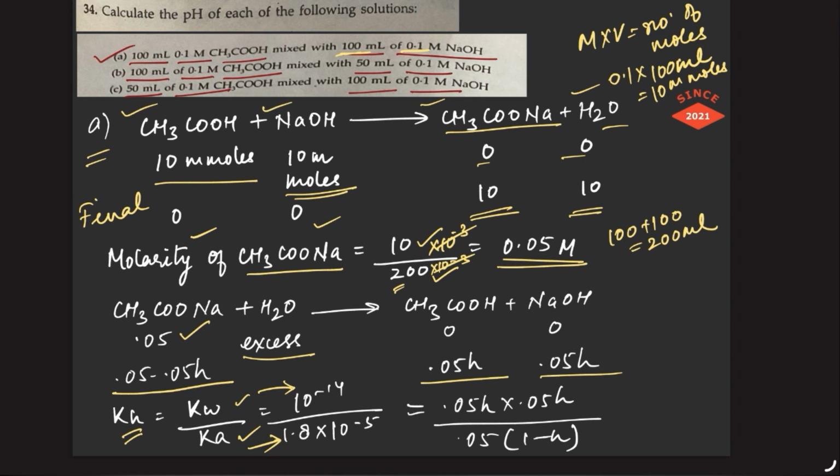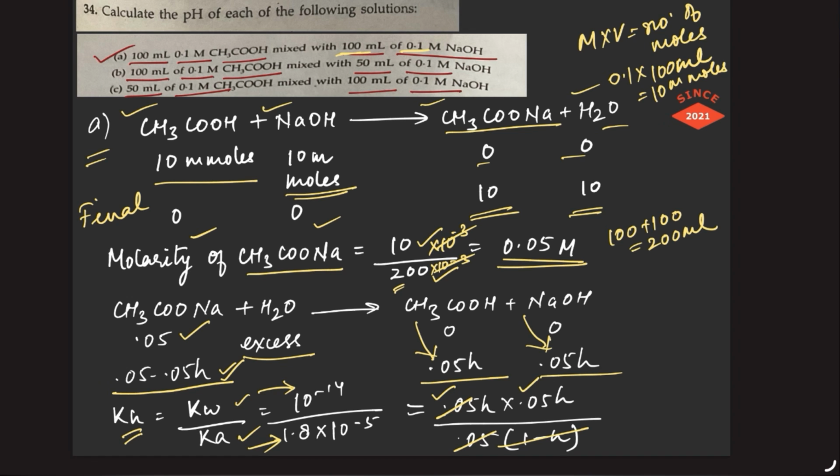And Kh is also equal to the product of the concentration of products. That is, what is the product here? Acetic acid and NaOH. So what is the concentration of acetic acid? 0.05 h. What is the concentration of NaOH? 0.05 h. So product of the concentration of products will be 0.05 h into 0.05 h divided by concentration of reactant. Taking 0.05 common here, the concentration of reactant is 0.05 multiplied by 1 minus h. 0.05, 0.05 cancel, 1 minus h is neglected in the denominator.